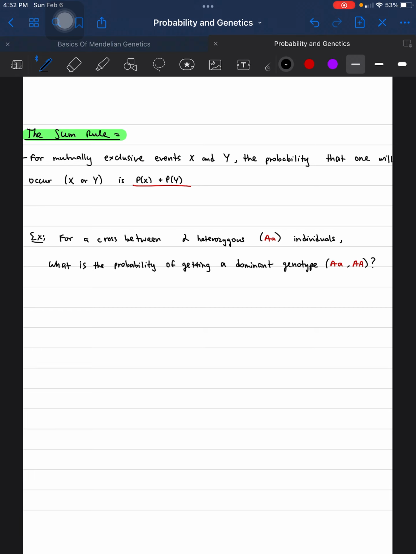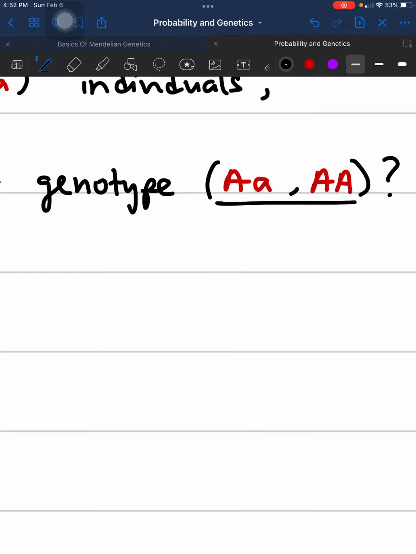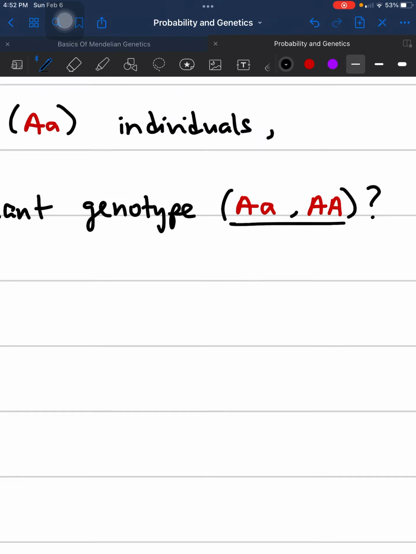The second rule is the sum rule, which states that for mutually exclusive events x and y, the probability that one will occur, x or y, is the probability of x plus the probability of y. The example right here is for a cross between two heterozygous individuals. What is the probability of getting a dominant genotype? A dominant genotype refers to either a heterozygous dominant or a homozygous dominant.